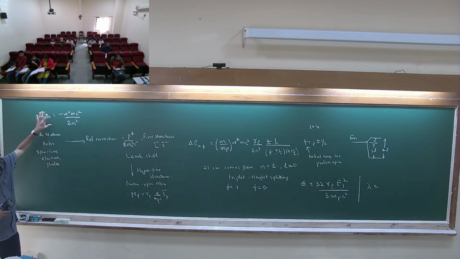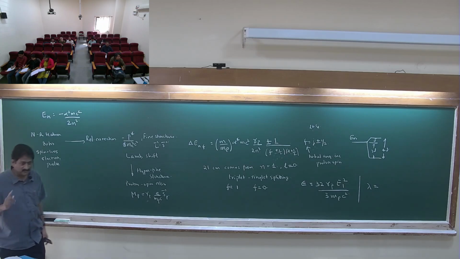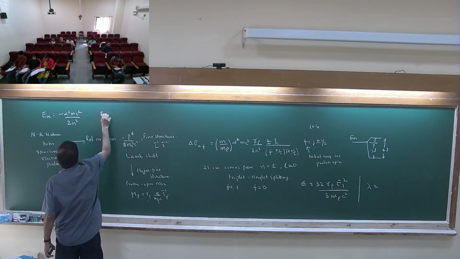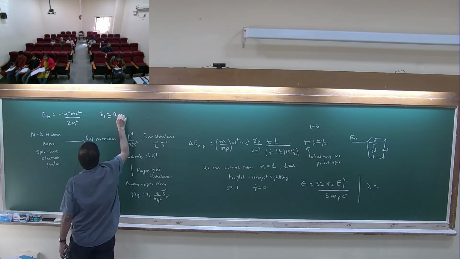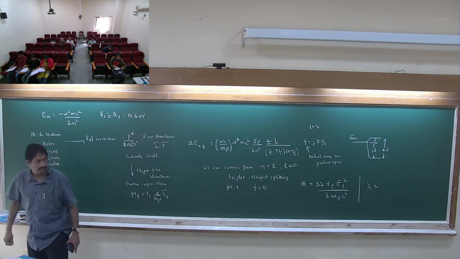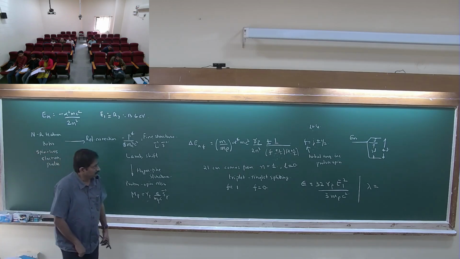This number E1 you had better know by now. How much is it? 13.6 eV, right? Exactly. It's also called a Rydberg, by the way. In some books, by definition, E1 is called a Rydberg, and this is 13.6 eV. Good. That you don't need to know.